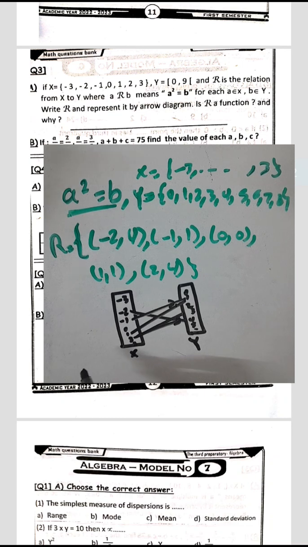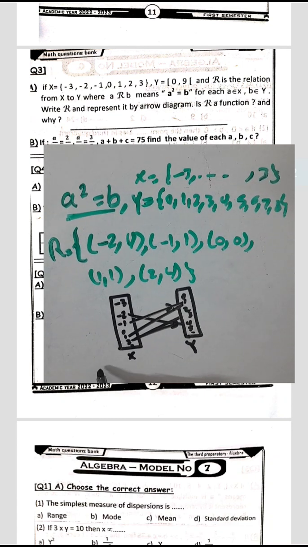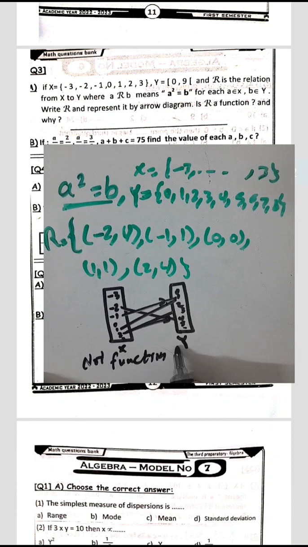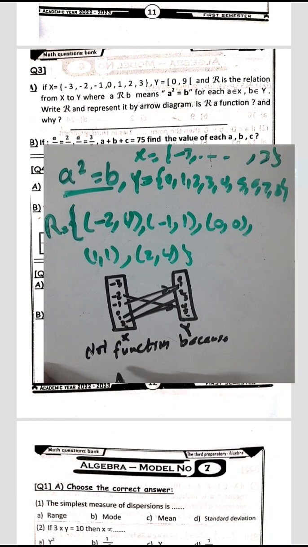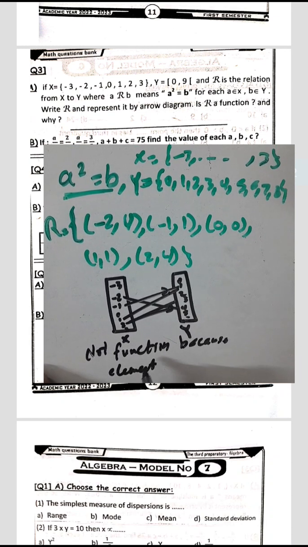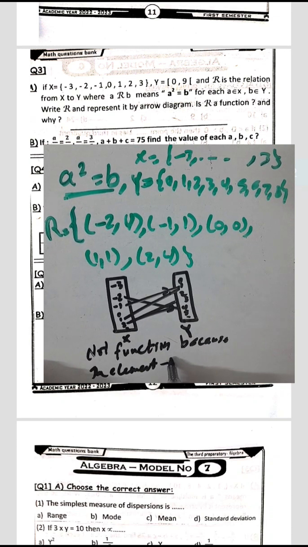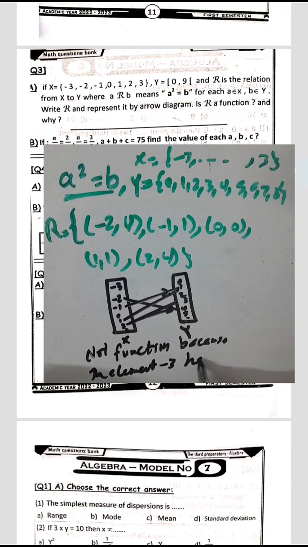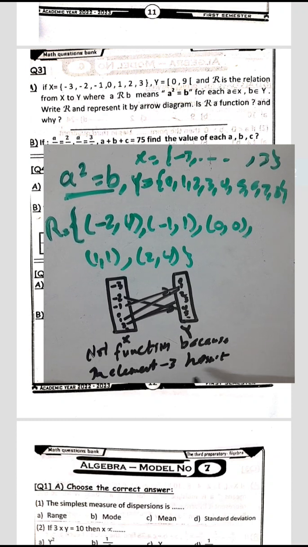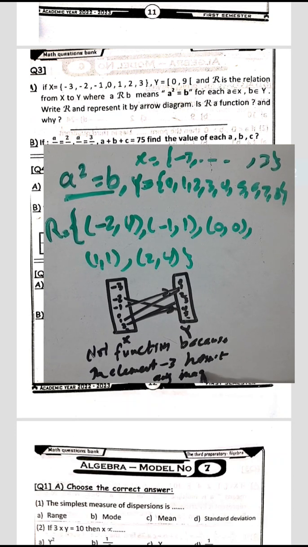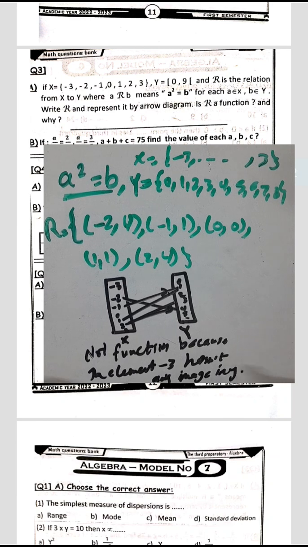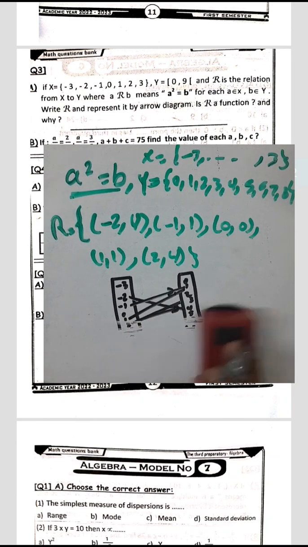Okay, it's not a function. Why not a function? Because the element negative 3 hasn't any image in y. The element negative 3 hasn't any image in y.